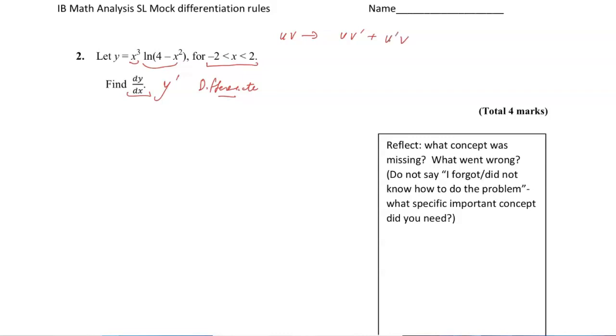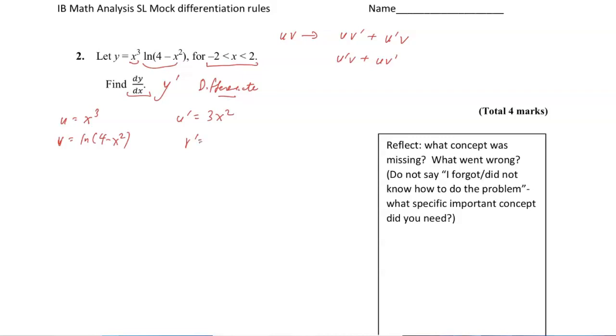Doesn't really matter which order you put it in because 2 plus 3 is 3 plus 2, right? For quotient rule, it does matter which direction you do it because there's a subtraction sign. But for product rule, it doesn't matter. So u is equal to x cubed, and v is equal to natural log of 4 minus x squared. U dash is equal to 3x squared.